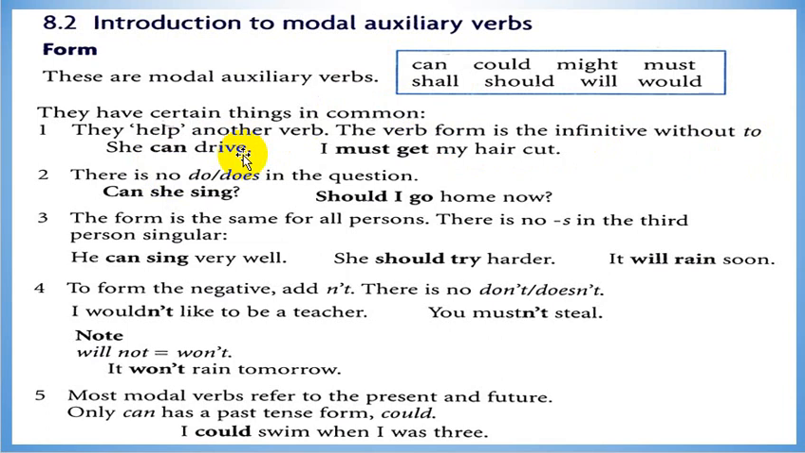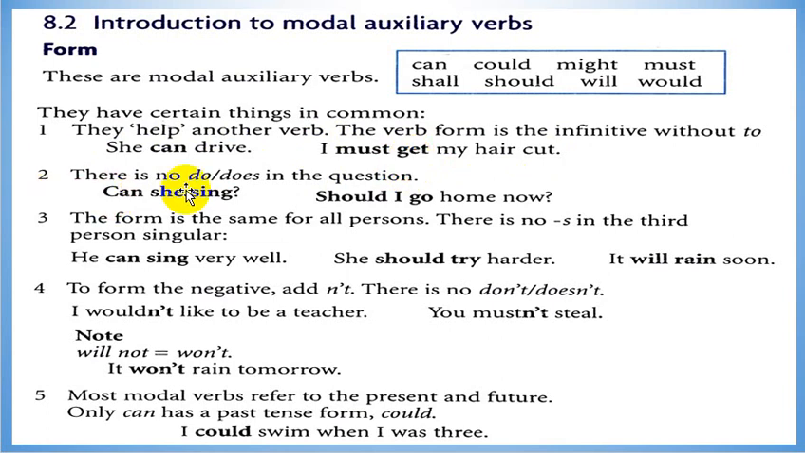She can drive. Subject, auxiliary verb, verb, the main verb, الفعل الرئيسي في الجملة. Okay, she can drive. I must get my hair cut. I must get. Okay, لا وجود للتو.